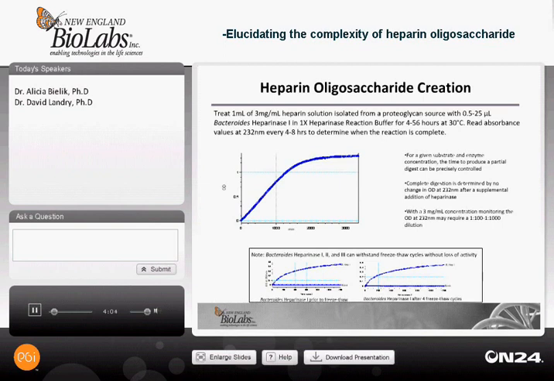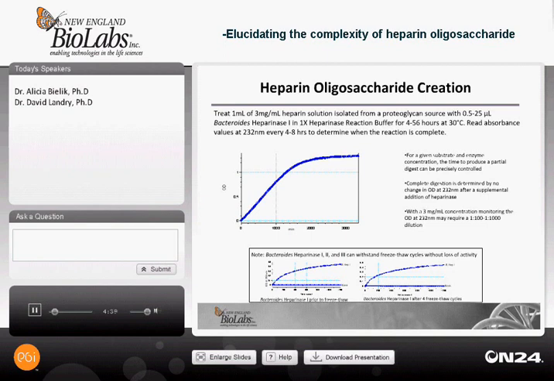To create a heparin oligosaccharide, in this case, we'll be showing you how to create a heparin hexasaccharide. We can treat 1 ml of a 3 mg per ml heparin solution isolated from a proteoglycan source with 0.5 to 25 microliters of Bacteroides heparinase 1 in heparinase reaction buffer for 4 to 56 hours at 30 degrees. You can read the absorbance values in real time at 232 nanometers every 4 to 8 hours to determine when the reaction is complete. This reaction can be scaled up or down linearly. However, we're showing you on a semi-preparative scale.